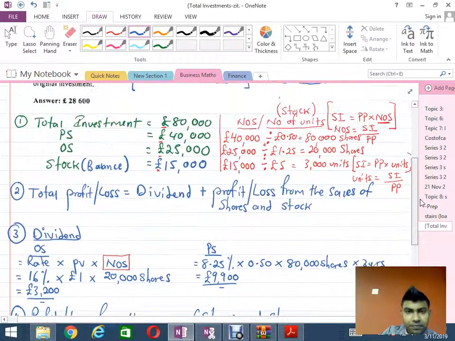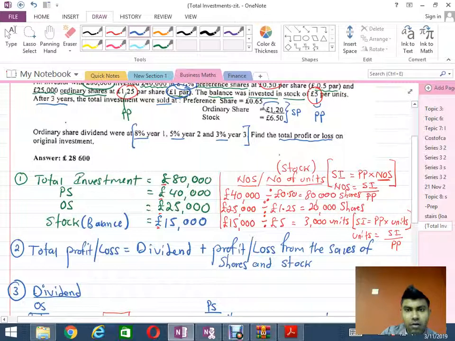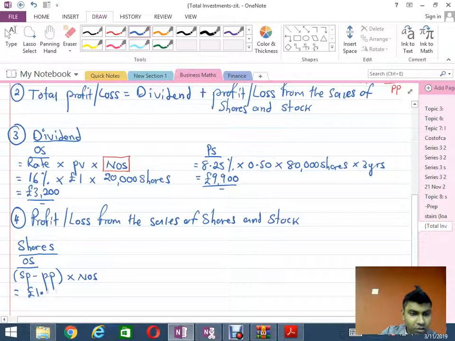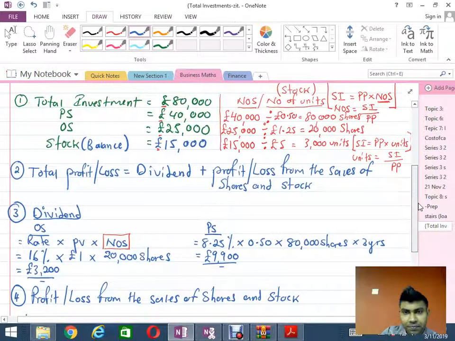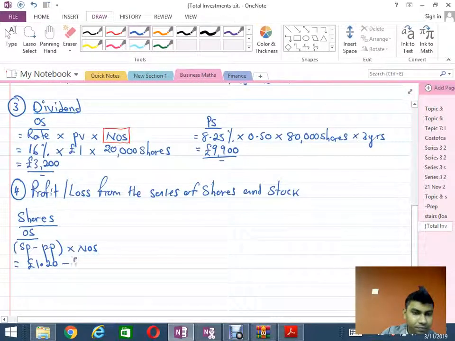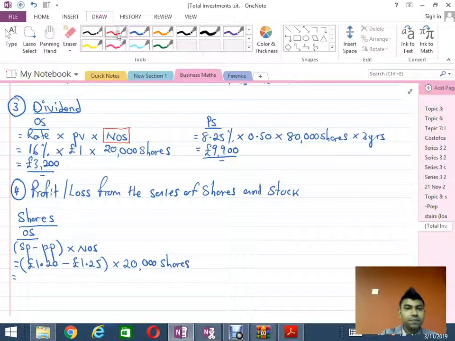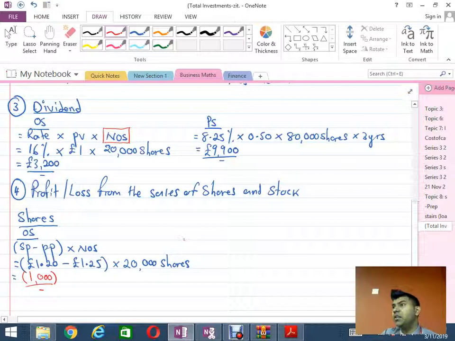So what's the selling price? There, 1.2. So take your 1.2 minus what? What's your purchase price? 1.25. So be careful, this is loss times with 20,000 shares. So how much you lost? So you lost 1,000. So later we need to minus, no?